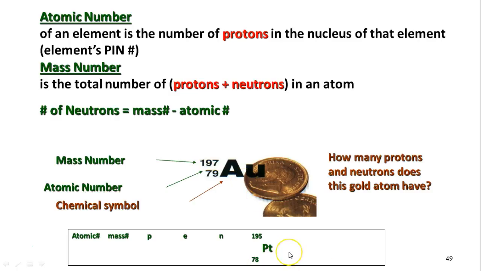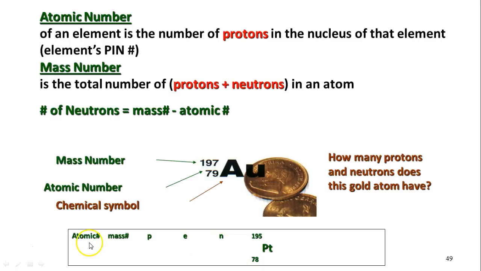Try it for platinum. So first of all, what is the atomic number of platinum? Here's the isotope notation. What is the atomic number of platinum, according to this? What is the mass number? What is the number of protons? What is the number of electrons? And then what is the number of neutrons? So most of those are pretty straightforward, right?